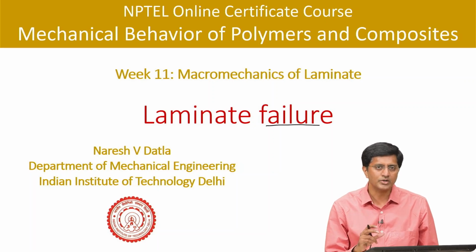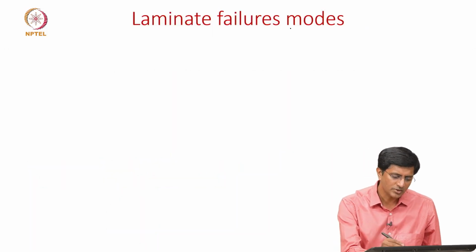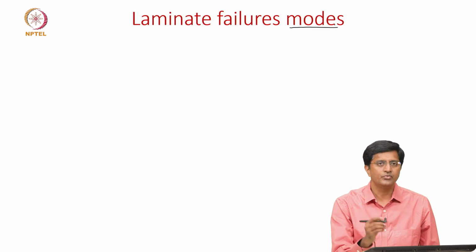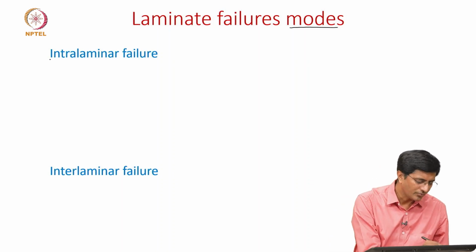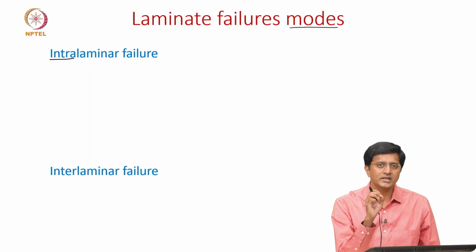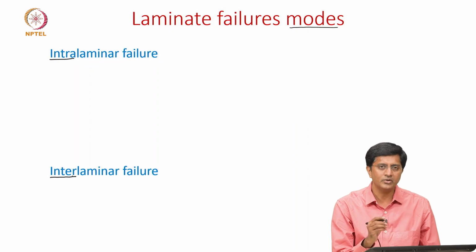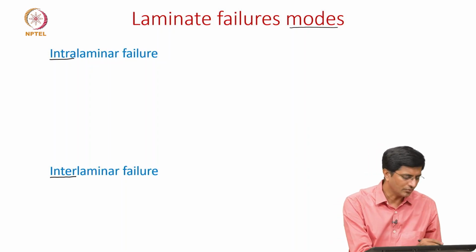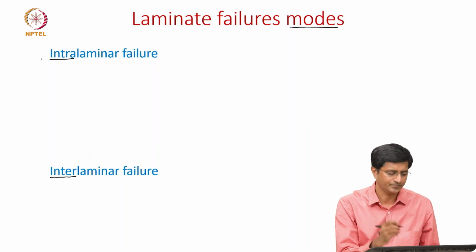In this video, we will focus on what the different failure modes are and see how we can use these mechanics to predict those failures. When we discuss failures, there are two failure modes which are very common: the intralaminar failure, meaning failures occurring in a single lamina, and another one called the interlaminar failure, where the failure is between two layers. So the first category is about failures occurring within a lamina.